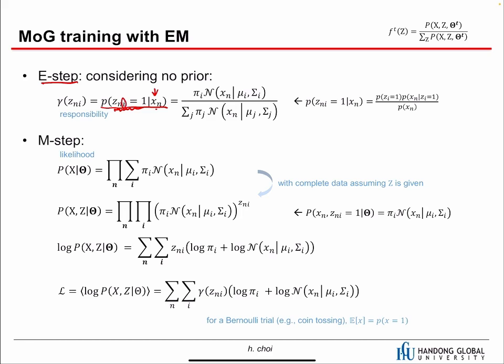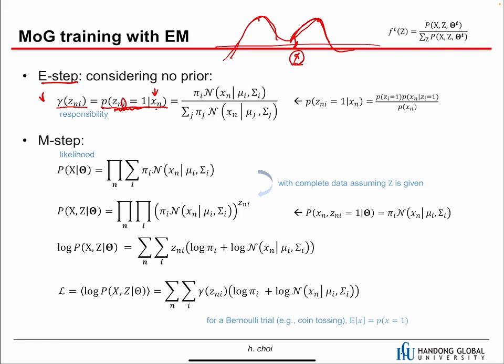That is actually the responsibility. Responsibility means how much one component is explaining this sample. Again, if this one is our distributions, and this one is our sample x, then probably this component explains x more than this component. So this component is more responsible than this one for x.